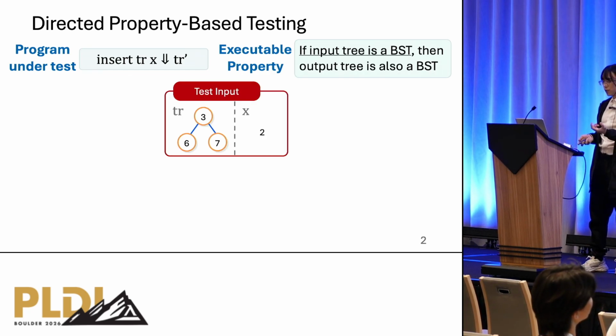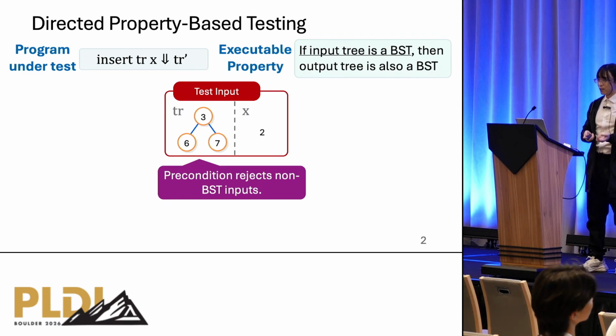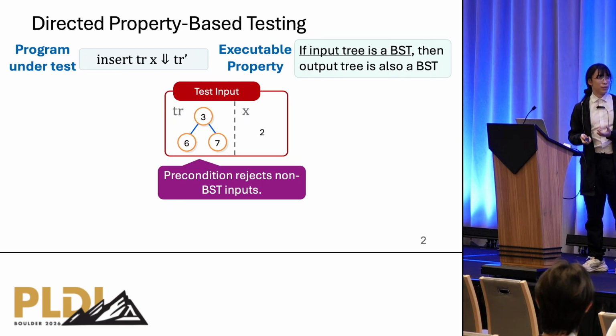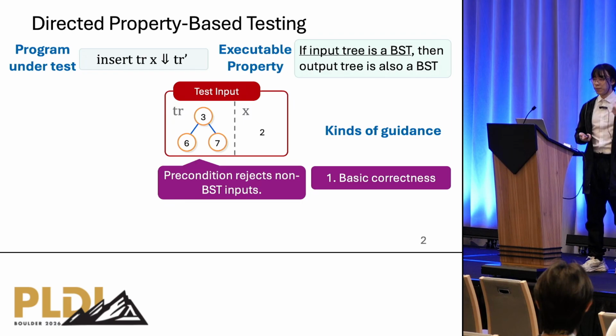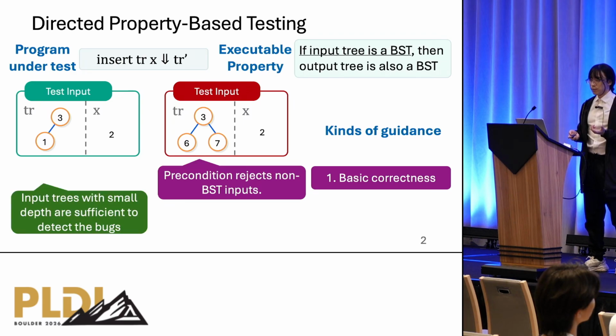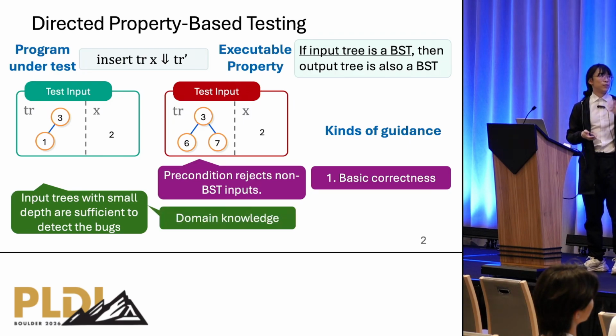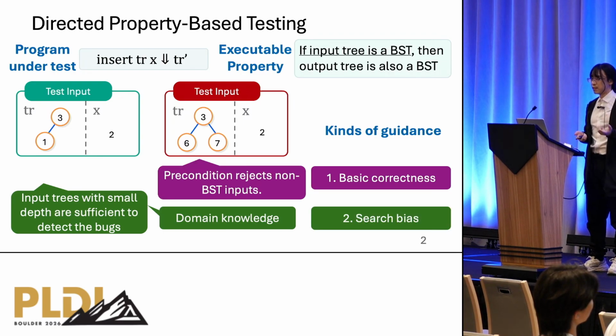Look at this test input. You will find this tree is not even a BST. So it will be directly rejected by the precondition of the property. So exploring these test inputs is totally useless. Then one kind of guidance provided by the human needs to contain some basic correctness constraints to avoid such bad inputs. Here's another kind of input. We believe that it is good because it has a smaller depth. The user probably has some domain knowledge that a smaller tree depth is more likely to trigger the bug. So another kind of guidance is a search bias.